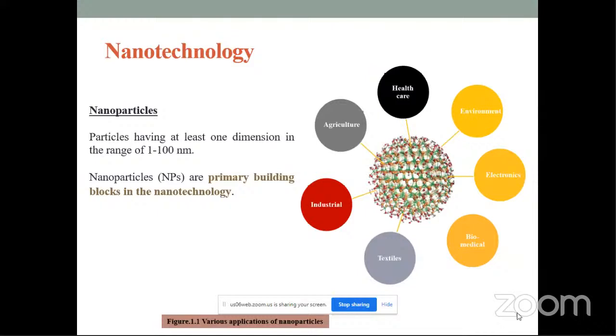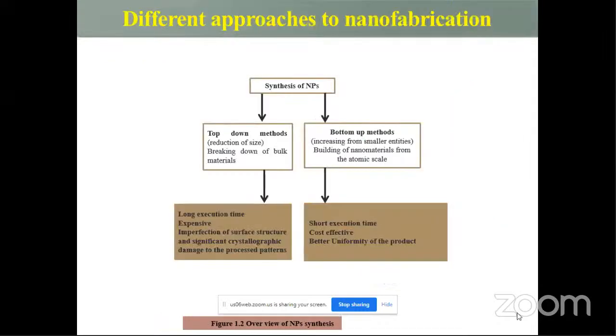When I talk about nanotechnology, I know that some of the scholars, the beginners, will also be there, so a few introductory points followed by our research work. I will present it here. When we say nanoparticle, it is of the order of 1 to 100 nanometers. These nanoparticles are the primary building blocks in nanotechnology. And today, without nanotechnology, nothing is there. Whether it is industry or agriculture or healthcare or environment, everywhere we have nanotechnology.